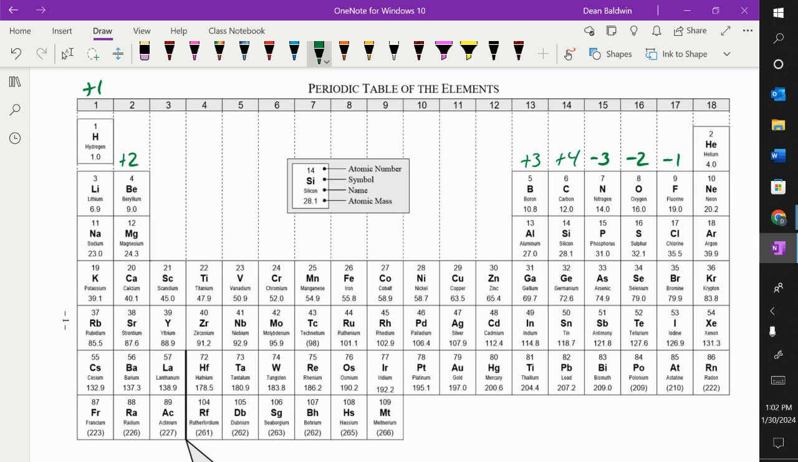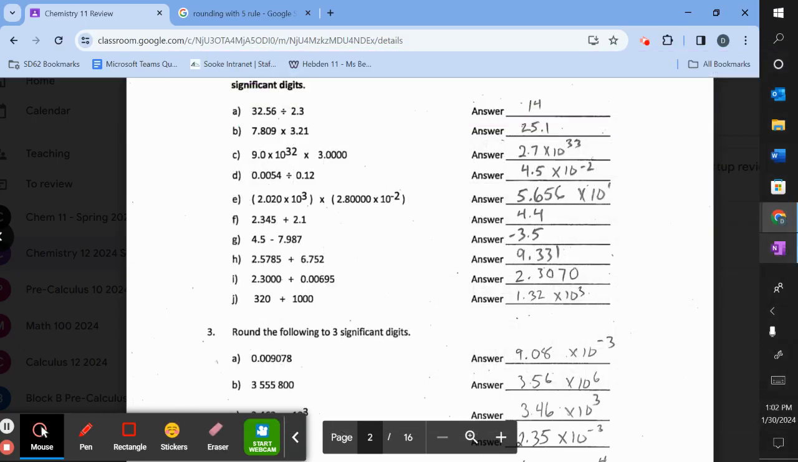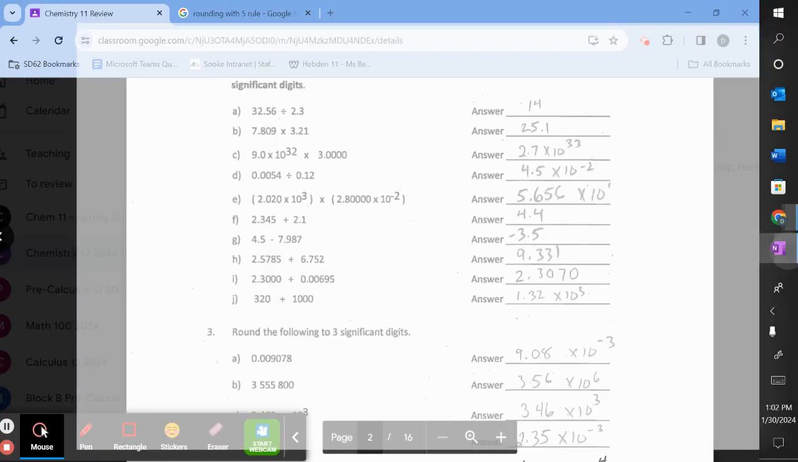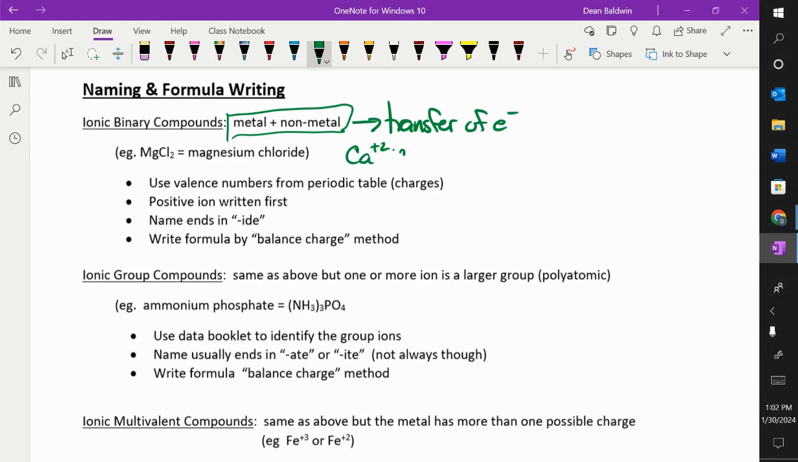So if we have calcium chloride, calcium is +2, chlorine is -1. The shortcut method is what to get the formula? What's the shortcut method to get the formula?